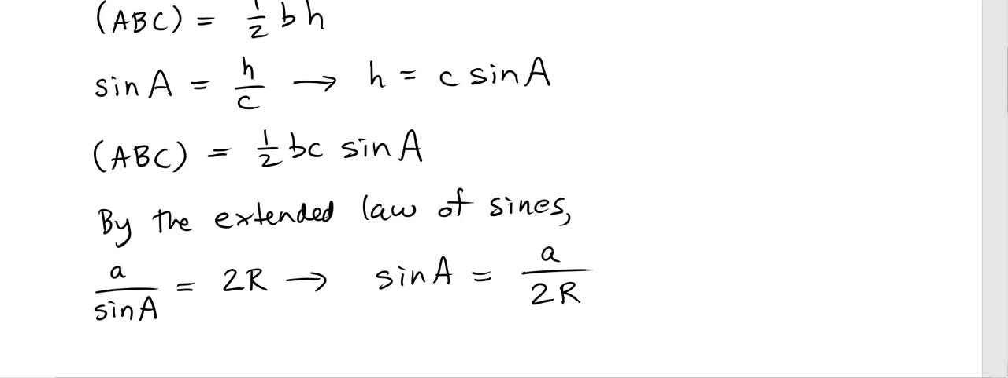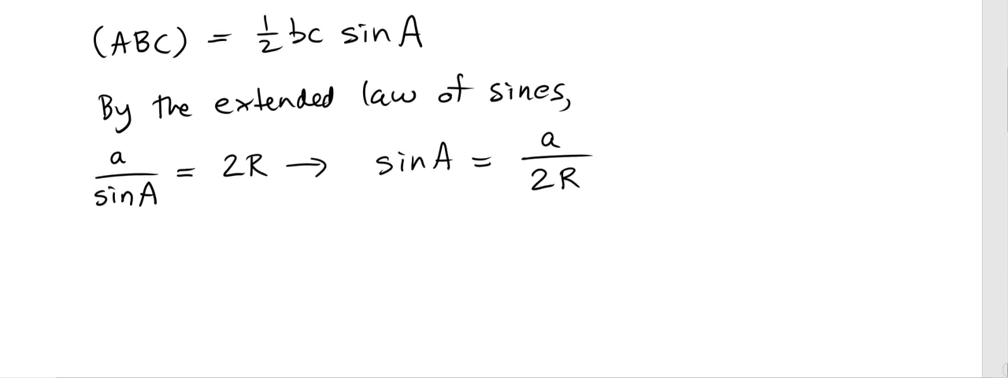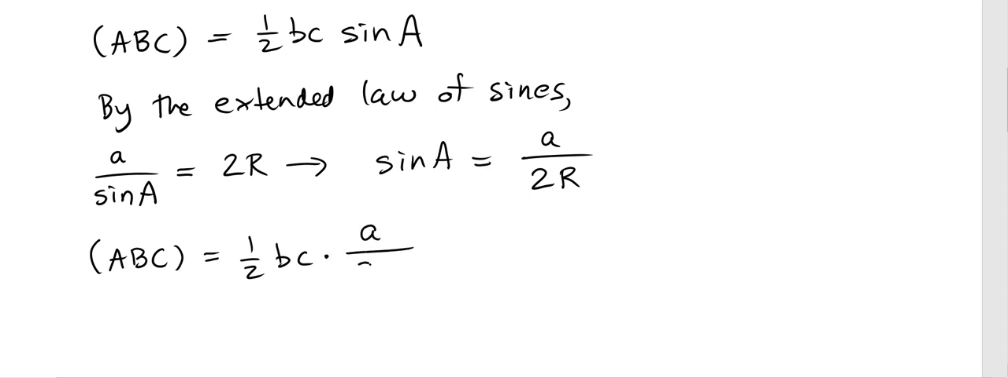Well, I can substitute that into our area formula at the top of the screen now. And I come up with the area of ABC is 1/2 bc times, and I substitute a over 2R for the sine of A. And that can be written as lowercase abc over 4R, and that's what we were supposed to prove. So it seems we've proved it. Just one more detail though.